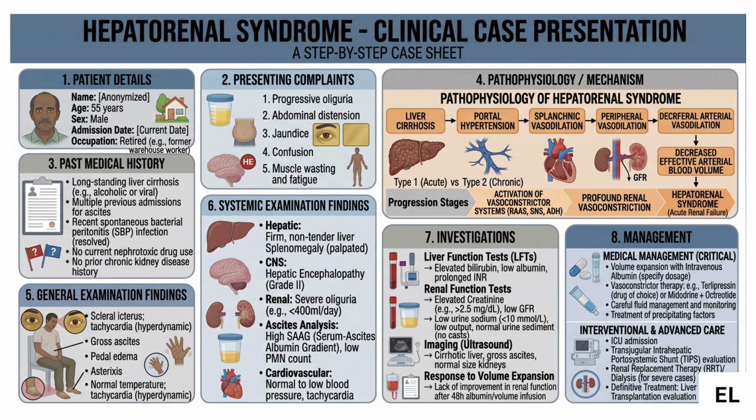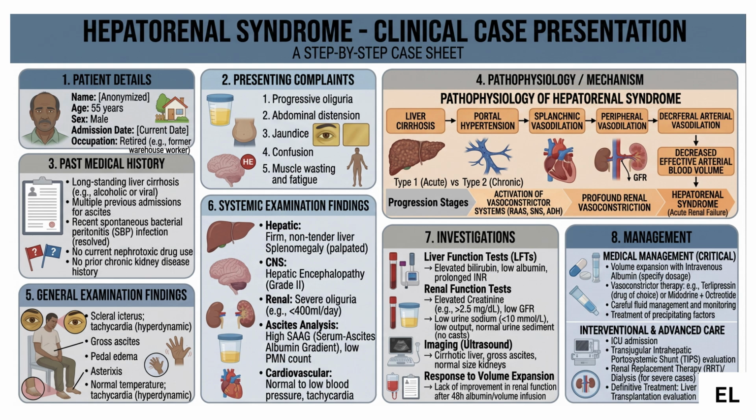The confusion occurs because the failing liver cannot detoxify ammonia and other toxic metabolites, allowing them to accumulate and affect brain function. As liver failure worsens, circulatory dysfunction also progresses, eventually compromising renal blood flow and precipitating hepatorenal syndrome.